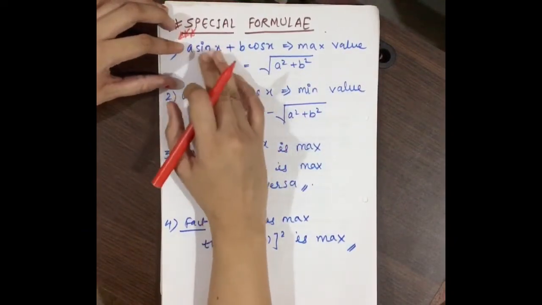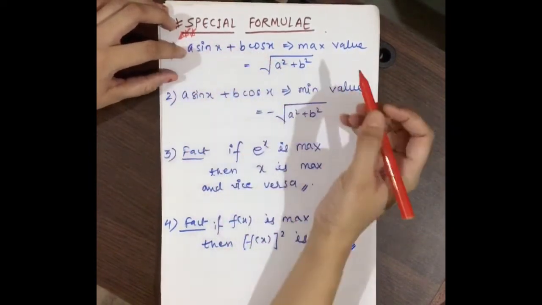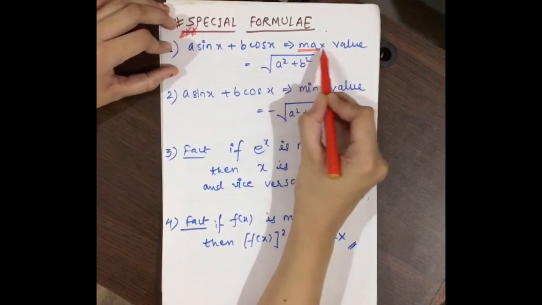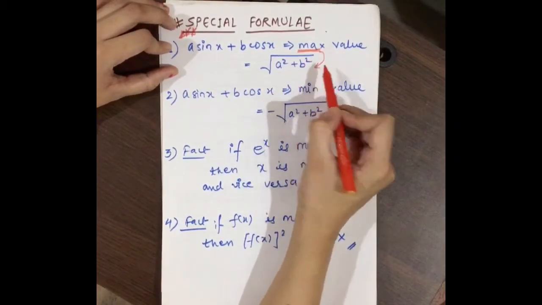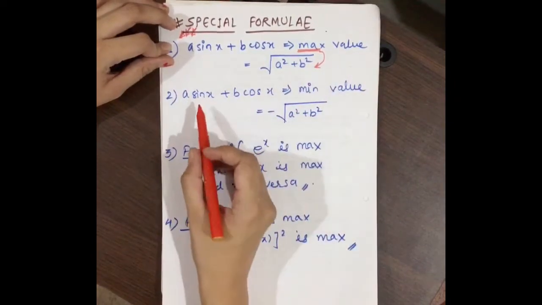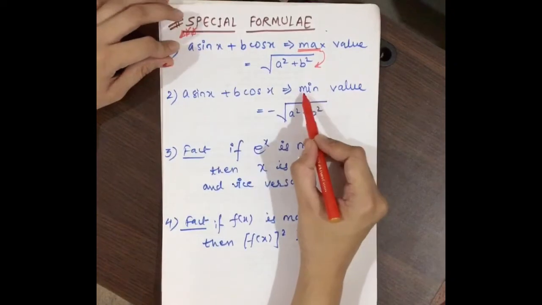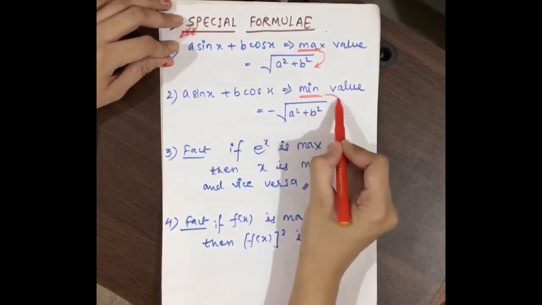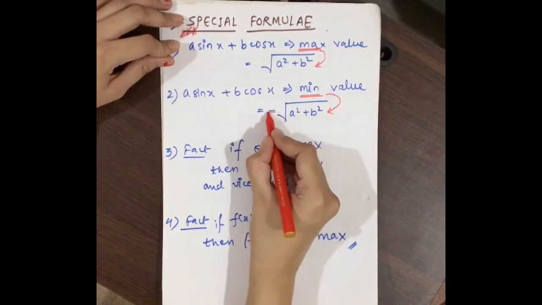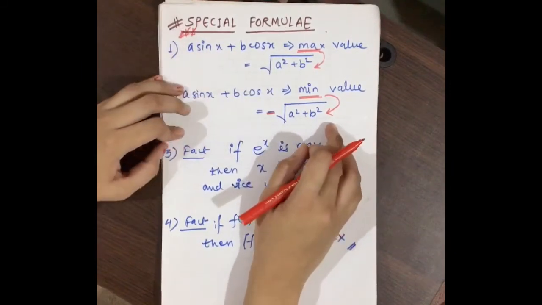So the first formula is a sin x plus b cos x. For example, if it is some function, then its maximum value will be equal to under root a square plus b square. Now second is, if the function is the same, a sin x plus b cos x, then its minimum value will be given by minus under root a square plus b square.